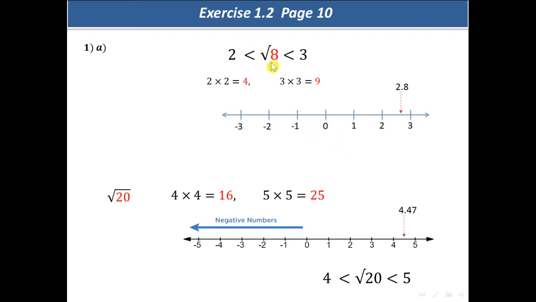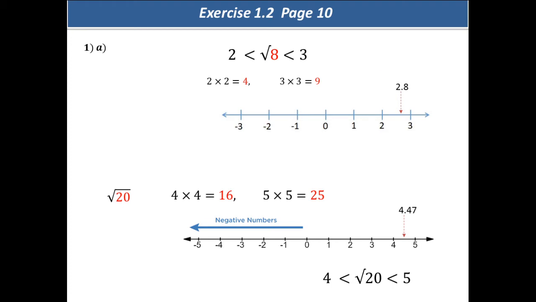The square root of 8 is in fact 2.8, and you don't have to find 2.8. You can write here only square root of 8, and it is between 2 and 3. How did I know it is between 2 and 3? Because take the 8 out as a number, and find the closest numbers to 8 from the left and from the right.